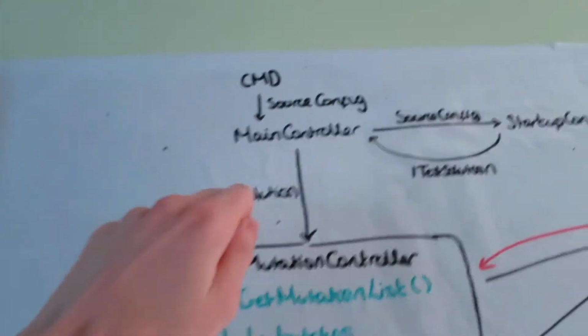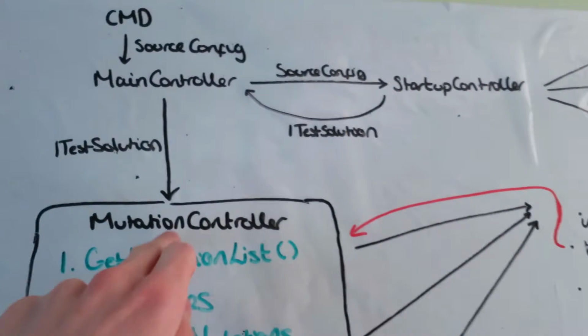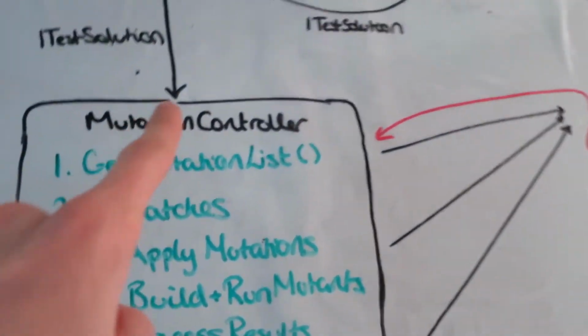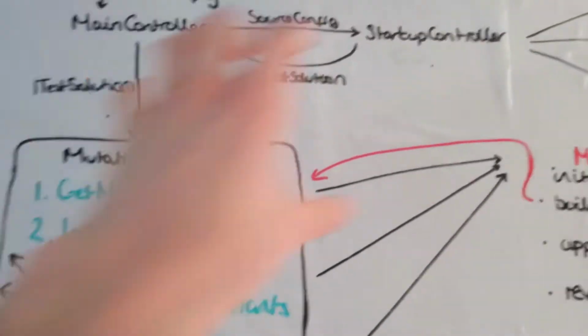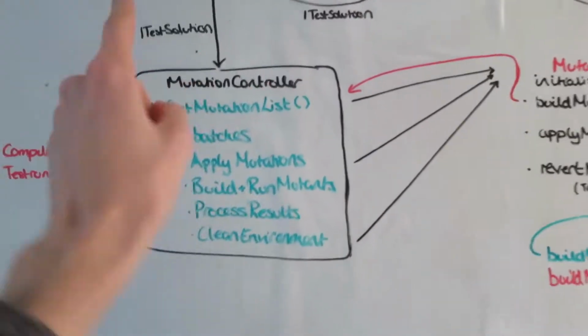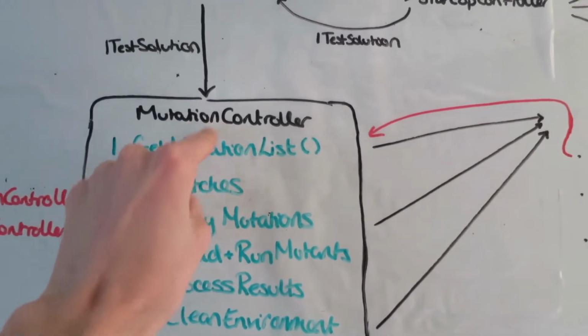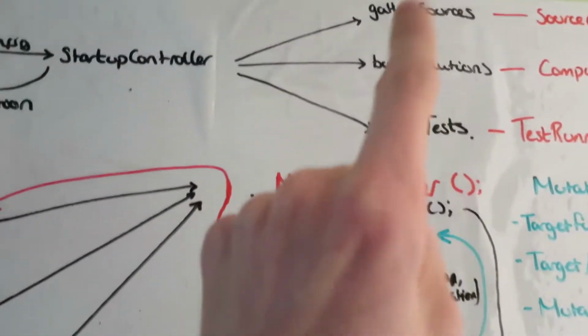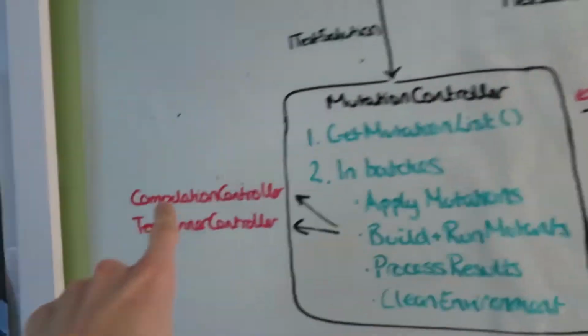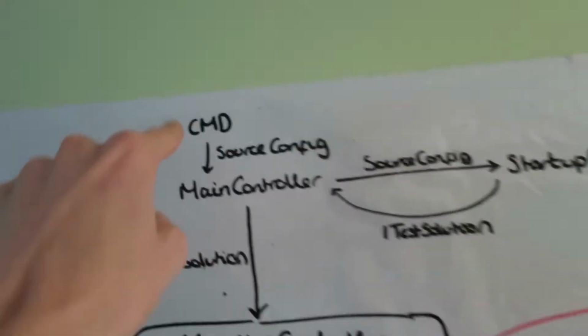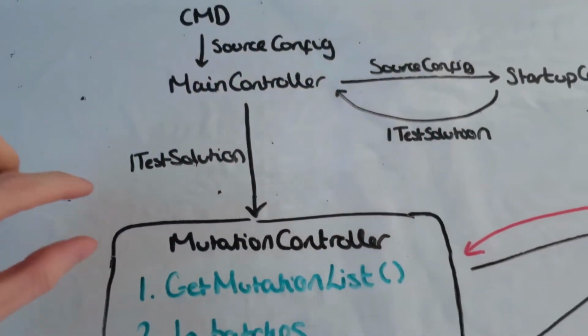iTest solution then gets fed into what I've deemed here as the mutation controller, although I might change that to process controller. I don't know yet. Process controller lives at the same level as a startup controller, so that's just my way of drawing it, so I've got more space. Right, okay, so the mutation controller has within it a mutant controller, which is the same level as these. So it's a module on its own, whereas all of these are modules, that's a module, these are parts of main.